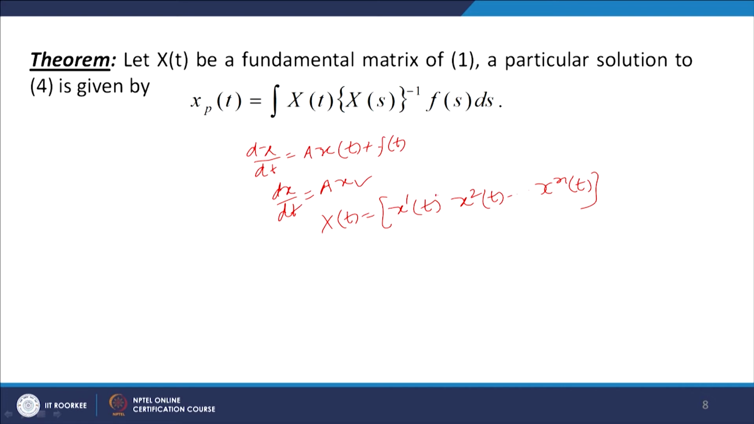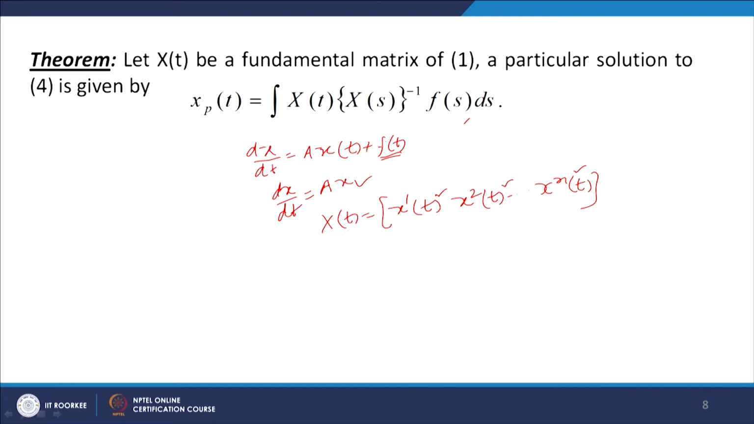Now, remember x1(t), x2(t), ..., xn(t) are n linearly independent solutions of dx by dt equal to Ax. So, X(t) is a non-singular matrix, and therefore, we can find its inverse. So, we find the inverse of this matrix X(t) and put here the value of X(s) inverse, and then multiply by f(s), this vector f(t) is known to us, and then integrate with respect to s. So, we will get the particular solution of equation 4.